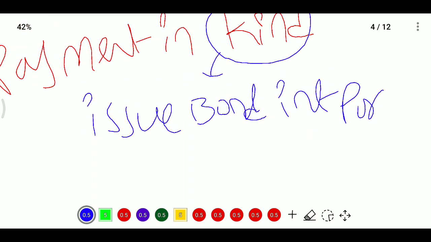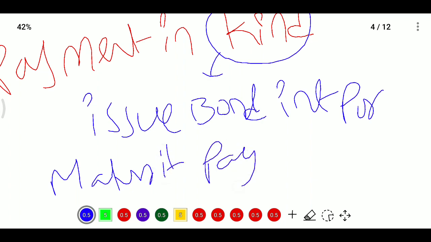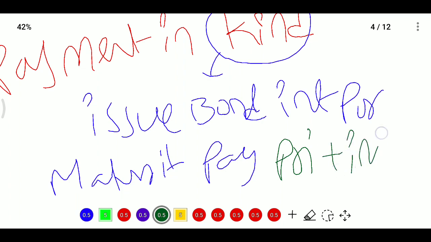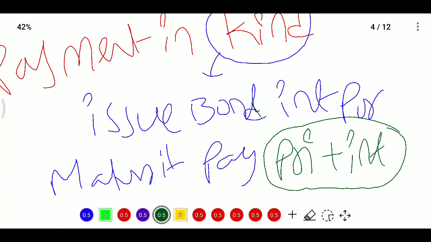For example, if you have a bond with semi-annual interest payments every 6 months, they do not pay any cash in the form of interest. They will issue another bond for that interest portion. At the end, they will calculate all the bonds, and by taking all the bonds into consideration, they will repay the amount. This is the payment in kind bond.